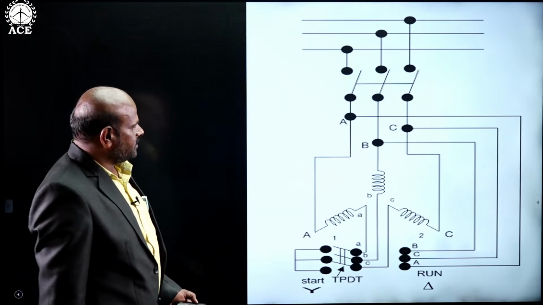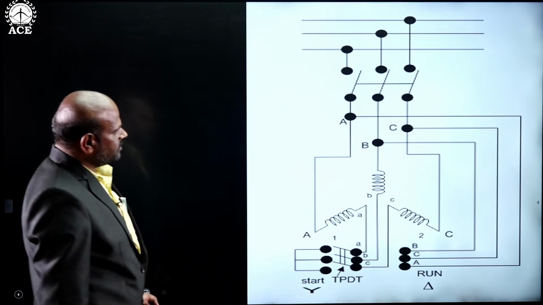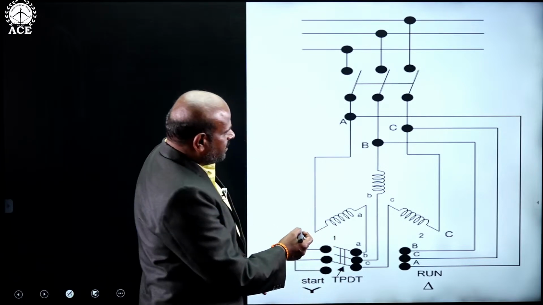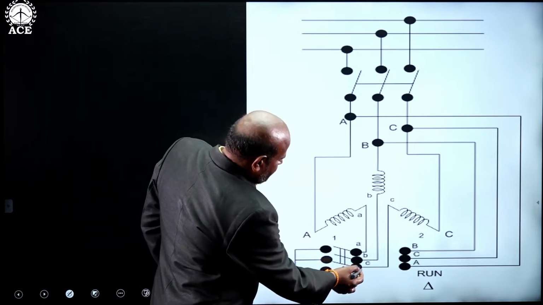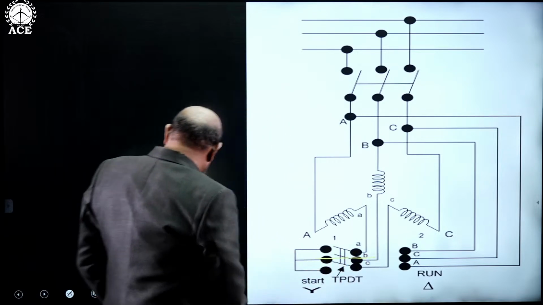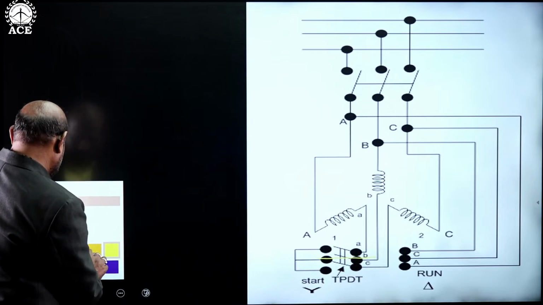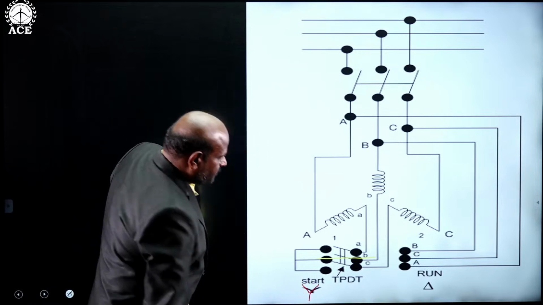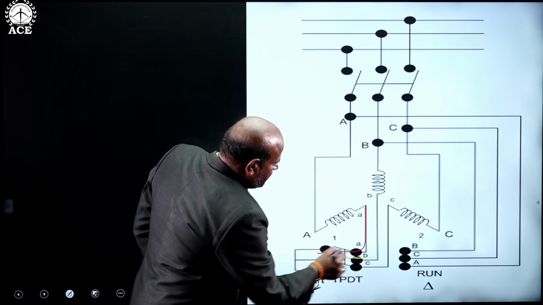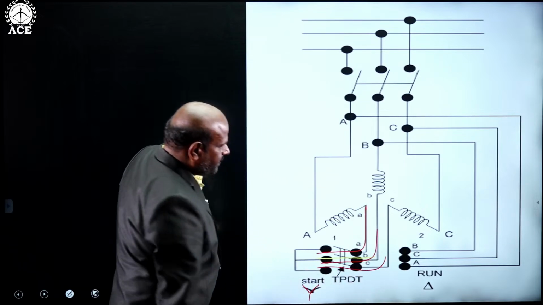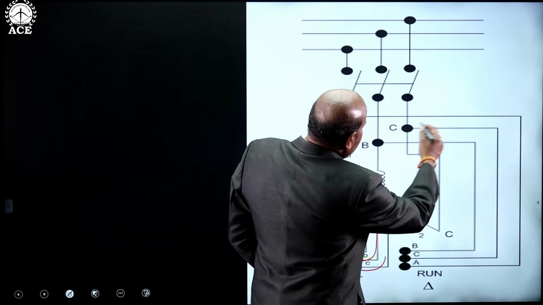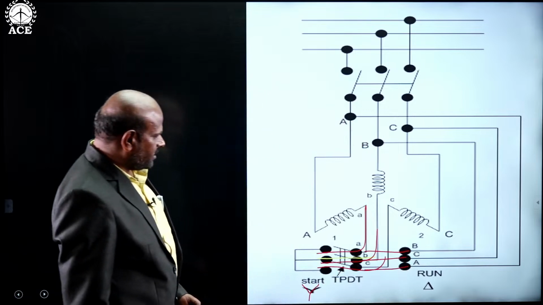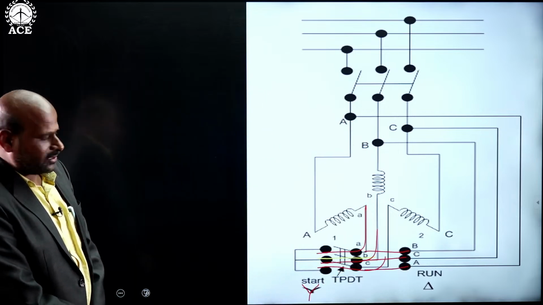Next, star delta starting method. While starting the induction motor, the stator winding is first connected in star connection. While starting it is connected to star, and during running condition it is connected to delta. So both the starters are used here, star delta starter.